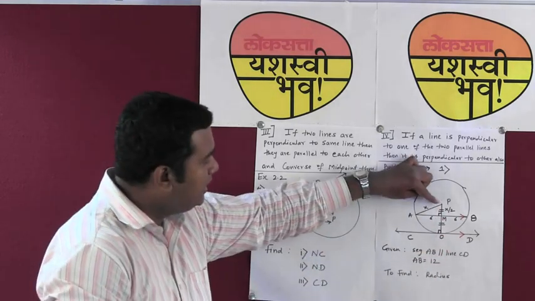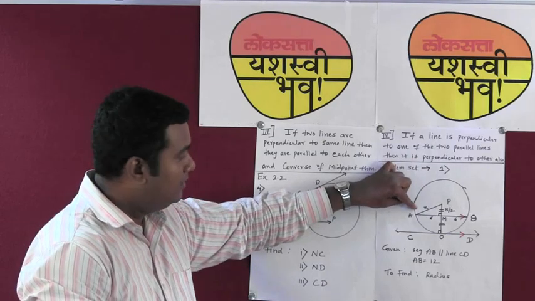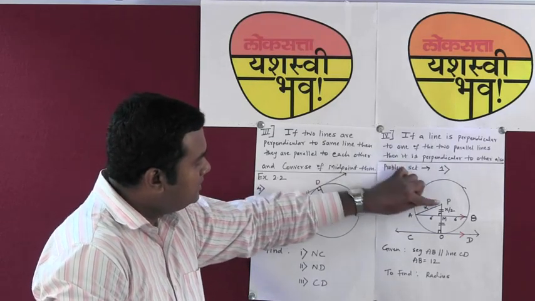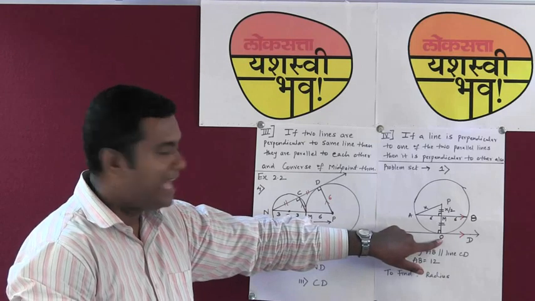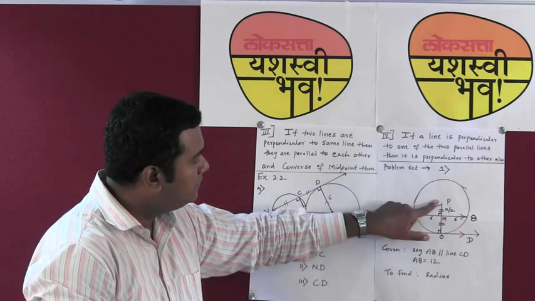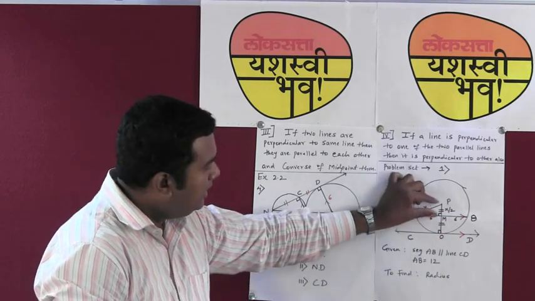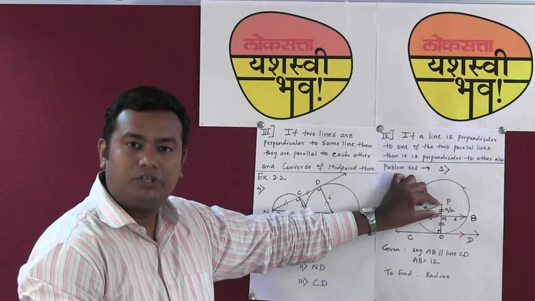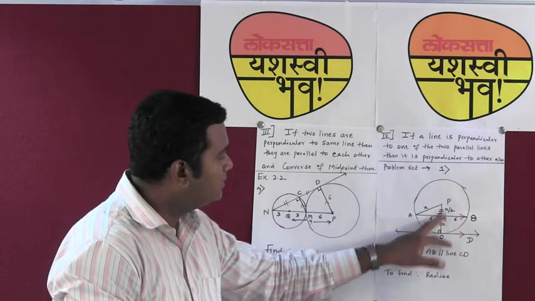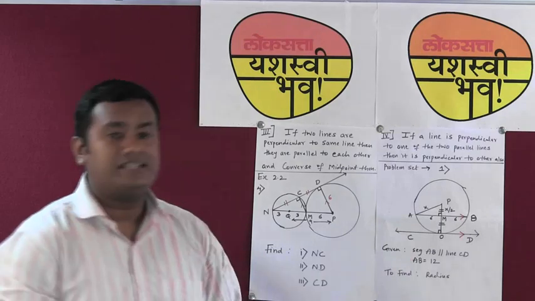After this, assume the radius of the circle as x. If AP is x, then PO will also be x. As we know that M is the midpoint of segment PO, so PM will become x upon 2, and then by using the Pythagoras theorem, we can find the value of x.